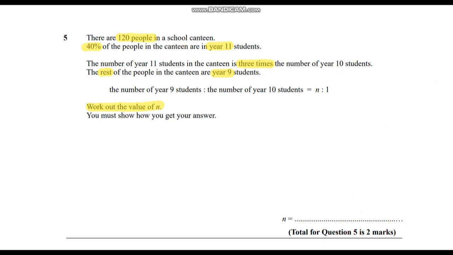So this is only worth 2 marks, but there's quite a lot of text going on. So there's 120 people in total in the canteen, and 40% are Year 11 students. So to work out the number of Year 11 students, well, it's just going to be 40% of 120. So we can just do 120 multiplied by 0.4. And I don't need a calculator for that. I can see that that is going to be 48. There's 48 Year 11 students.